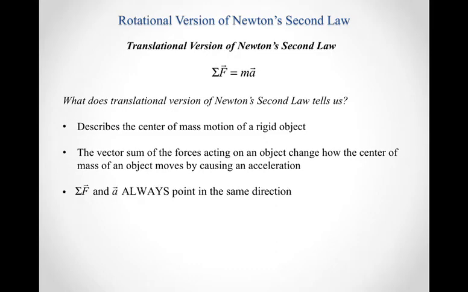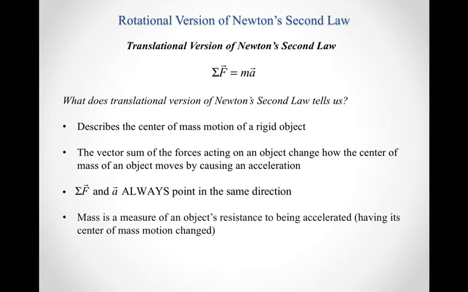Third, the equation tells us that the net force acting on the object and the acceleration of the object always point in the same direction because mass is always a positive scalar. Fourth, that positive scalar mass is a measure of an object's resistance to being accelerated. So the larger you make the mass, the harder it is to change an object's center of mass motion.